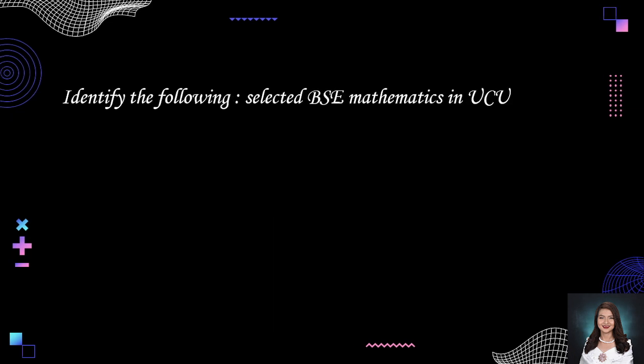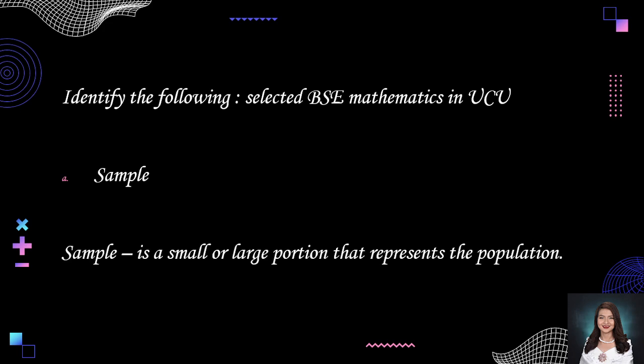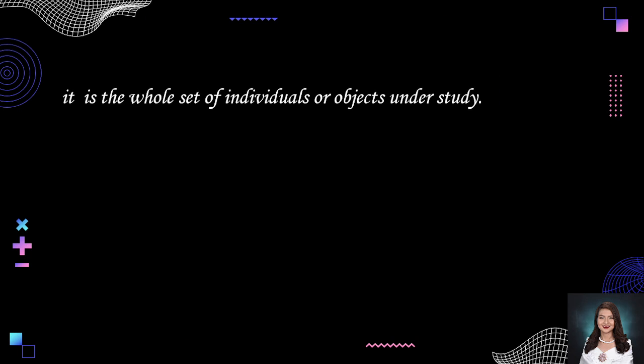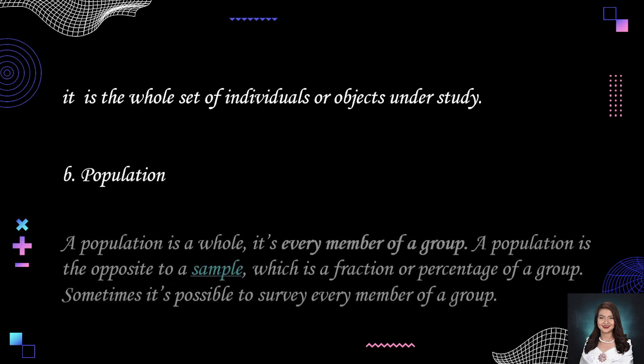Identify the following, selected BSE Mathematics and UCU. The answer here is sample. Sample is a small or large portion that represents the population. Next one, it is the whole set of individuals or objects under study. The correct answer here is population.